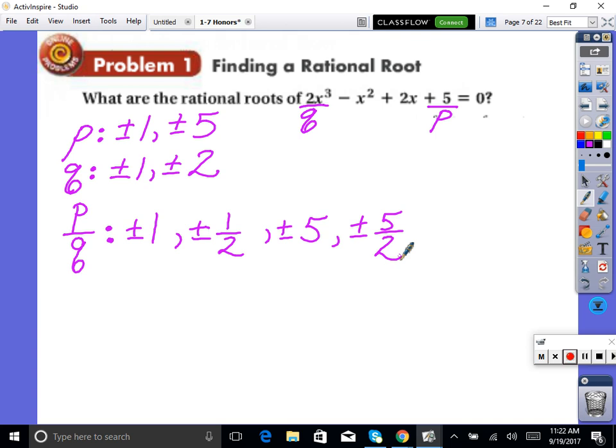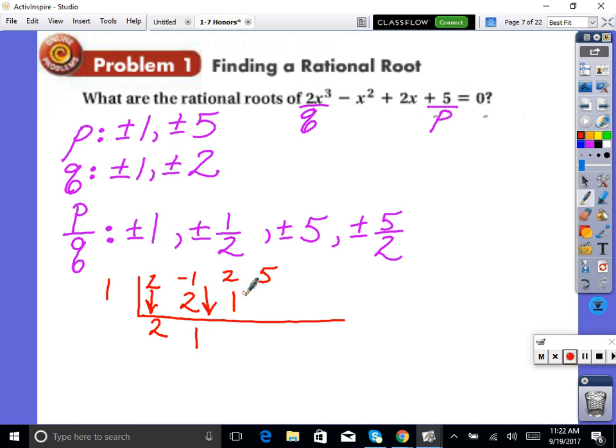You're going to say, okay, let's start with 1. Let's do synthetic division with 1 and see if we get a remainder of 0. If we do, we know for a fact it's a solution because it's divided evenly. So 1, draw in your line. Let's go for it. Here we go. 2, negative 1, 2, 5. Here we go. We drop down 2, multiply it up, add straight down, right?